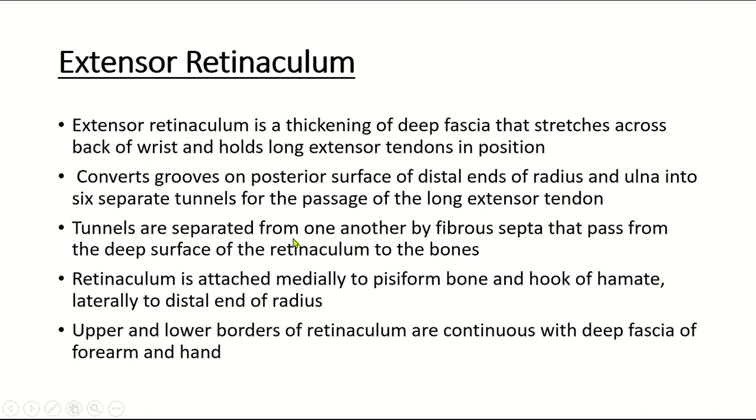The tunnels are separated from one another by fibrous septa that pass from the deep surface of the retinaculum to the bones. So the retinaculum is attached medially to pisiform bone and hook of hamate and laterally to the distal end of radius. The upper and lower borders of retinaculum are continuous with the deep fascia of forearm and hand.